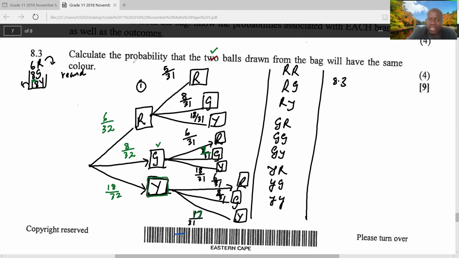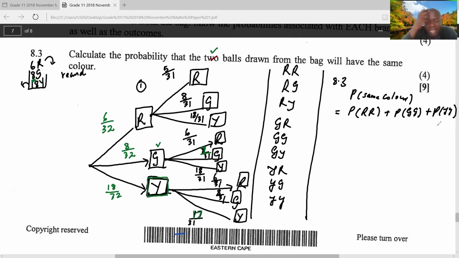8.3 says calculate the probability that 2 balls drawn from the bag will have the same color. So the probability of having the balls that have the same color. Obviously, if they have the same color, it means it's either red, or green, or yellow. So it's either we have red, or green, or yellow.